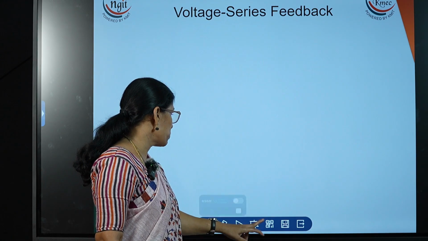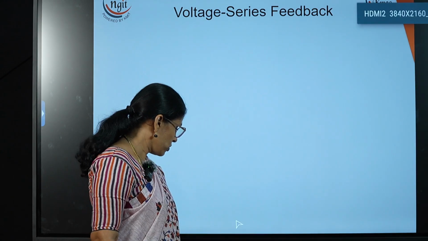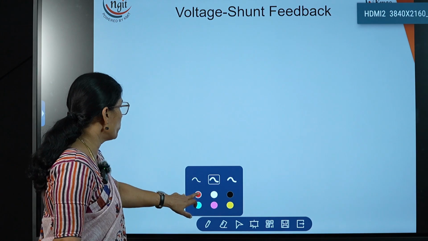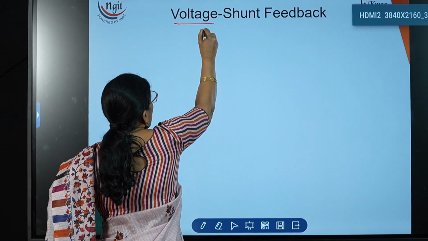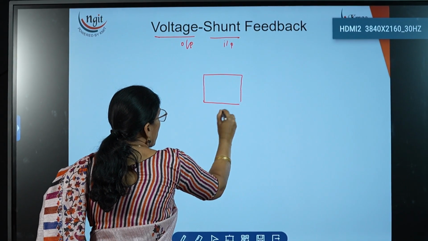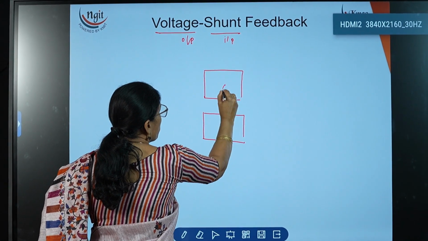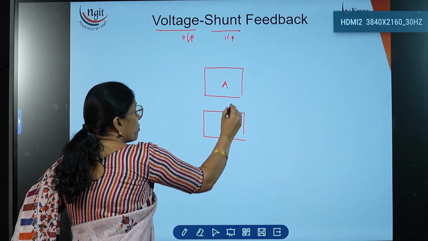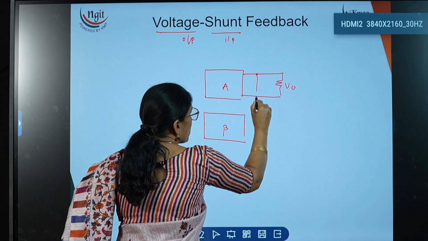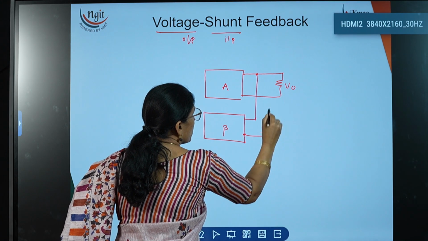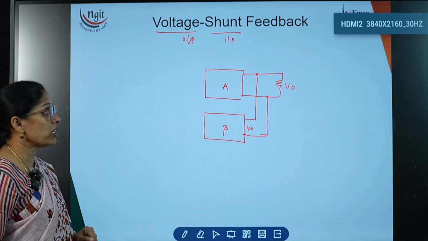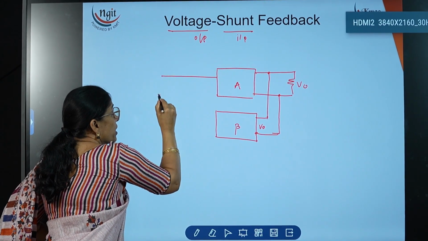Similarly, we have to draw the diagrams for the remaining 3. Now, this is the voltage shunt. In this, voltage is the output sample, on the output side, and shunt is the input side. This is an amplifier again; I am not writing amplifier and feedback network, just representing them with A and B. This is an amplifier and this is the feedback network. The output is voltage, so again we need to take the shunt connection. Here V0 is available. On the input side, we also have to make a shunt connection, like this.